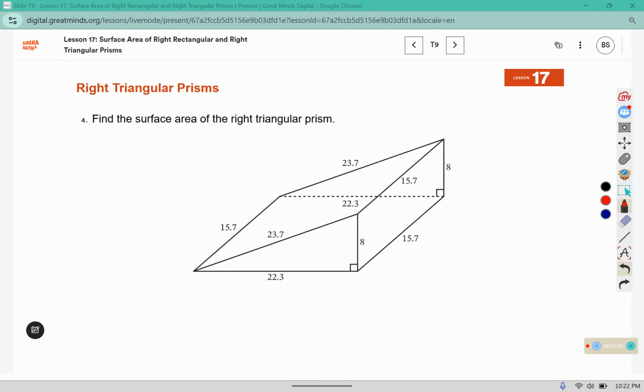Find the surface area of this prism. I have a front and a back. I have a left and a right. And then I also have a bottom piece.